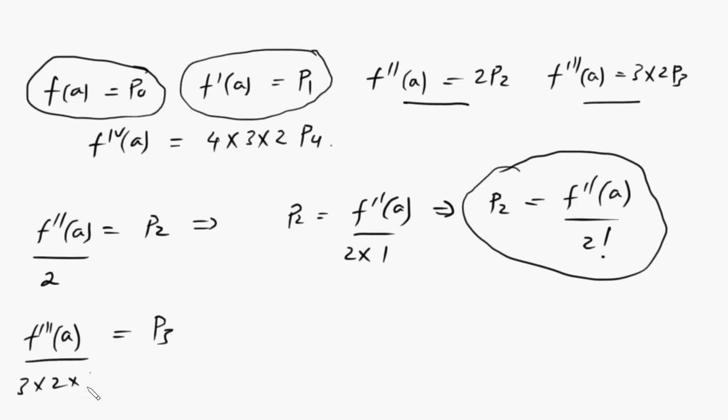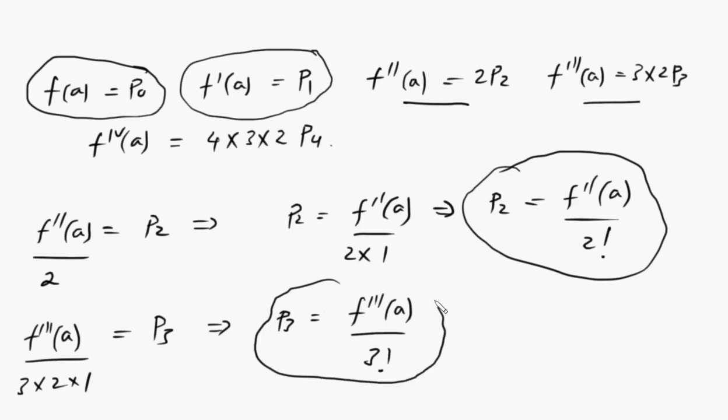Okay, hapa nikiongeza 1 haibadilishi kitu. Okay, maana nimegawanya na 3 times 2 both sides. So hii p3 sasa ni sasa na mtu aseme p3 is equal to f3a over 3 factorial. Okay, because 3 times 2 times 1 is just 3 factorial. So this is my p0, this is my p1, this is my p2, and this is my p3.